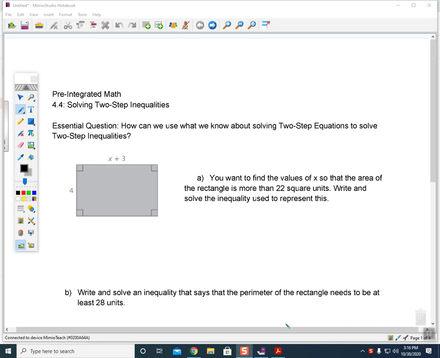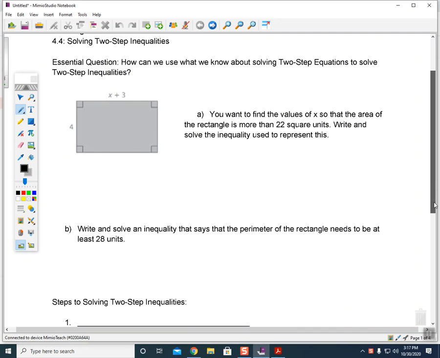All right, so we've been talking about inequalities, and so far we've just been adding, subtracting, multiplying, and dividing inequalities. We're now going to look at solving two-step inequalities. This is going to feel very similar to when we talked about equations, because it's about the exact same thing. So let's start looking at some examples.